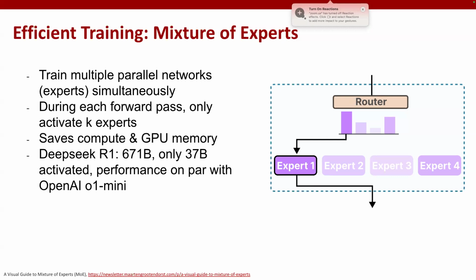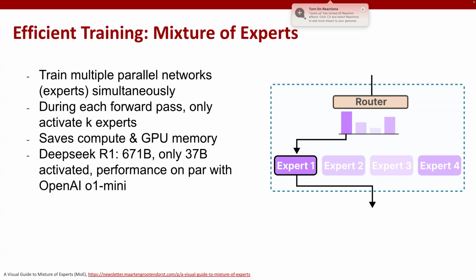But what we do observe is that with the mixture of experts, we can train a much larger model given much smaller compute. So what we do is that we have multiple parallel networks simultaneously in one layer. And during the forward pass of each token, there's a layer that selects which experts the token should go to. Because each token only goes through a certain subset of the network, you save both compute and GPU memory.